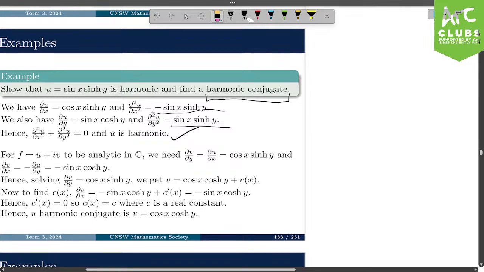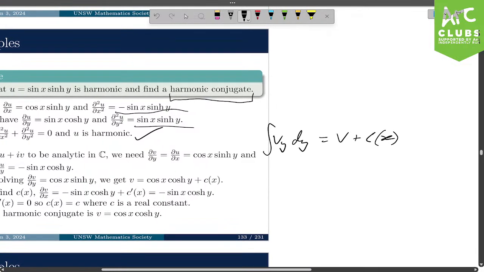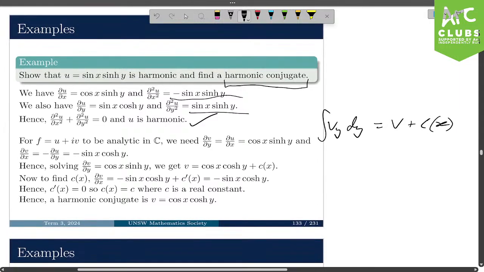Sorry, this will give us vy, which when we integrate with respect to y will be equal to v plus some constant, which will be a constant with respect to x. Because you can imagine if I partially differentiate v with respect to y, I lose all of my x information, purely x information.